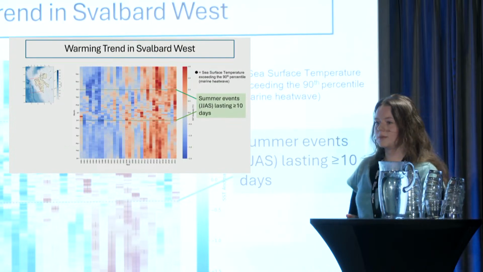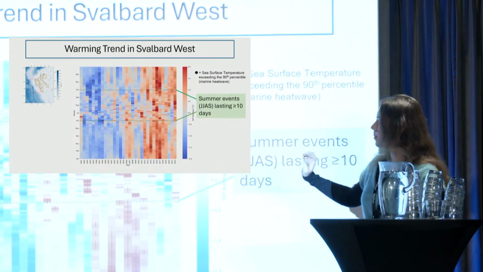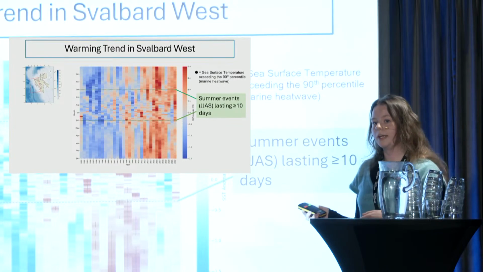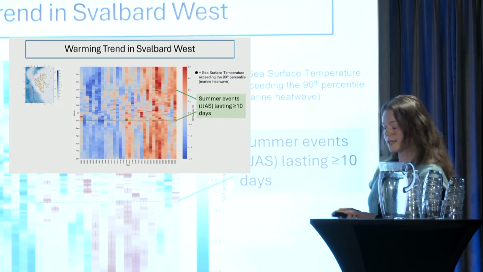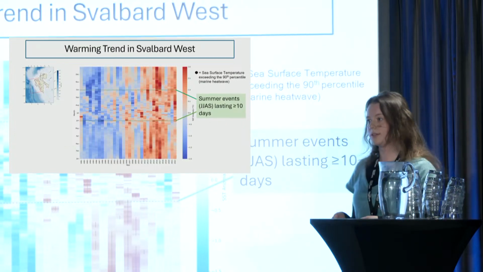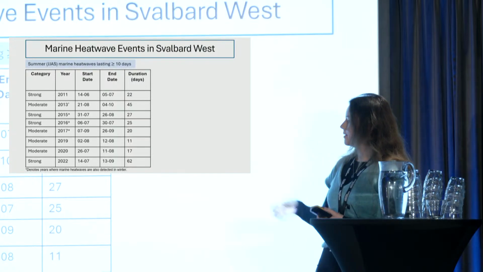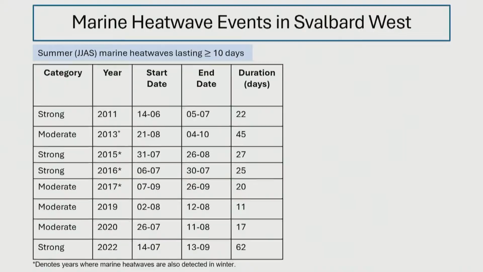For our study, we focus in particular on the summer period from June to the end of September, and we focus on prolonged marine heat wave events lasting longer than 10 days, because these could have a greater ecosystem impact. Using this criteria, we end up with these 8 events for our region. For each event, you have a category, so most of them are strong or moderate. You have the start date, the end date, and the duration.